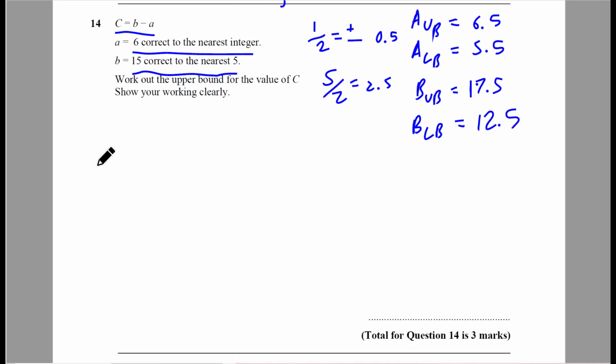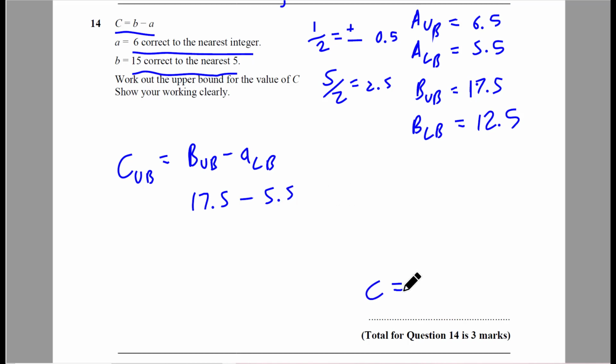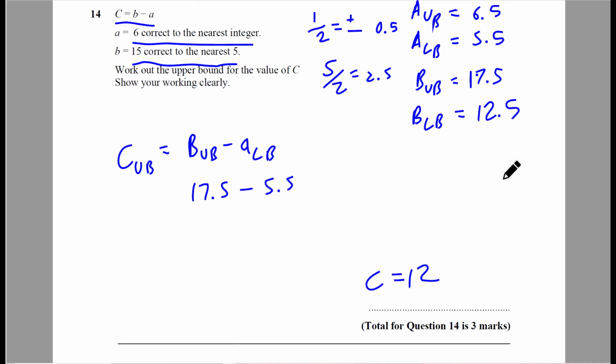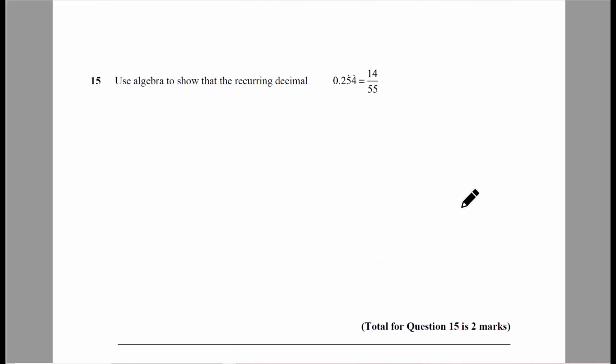Work out the upper bound for the value of c. So c upper bound, we want the biggest number for c, so it's got to be b upper bound minus, should do little b, lowercase b, a lower bound. So b upper bound is going to be 17.5 minus a lower bound 5.5. So c equals 12. And that is showing your working as clear as day, and that will get you your method marks and answer mark.